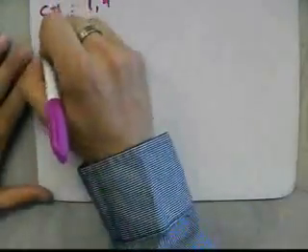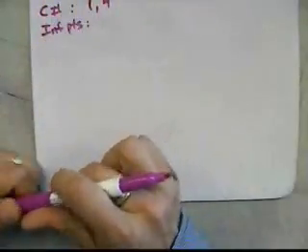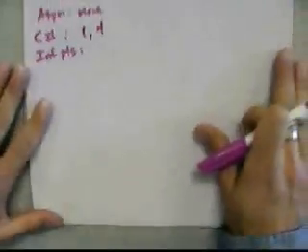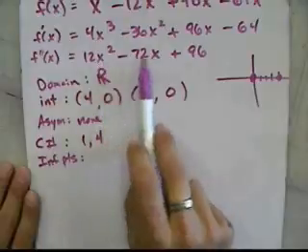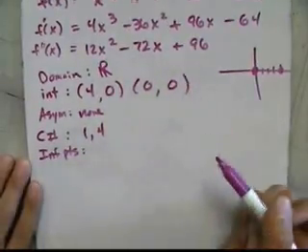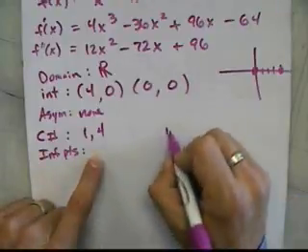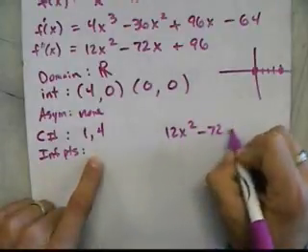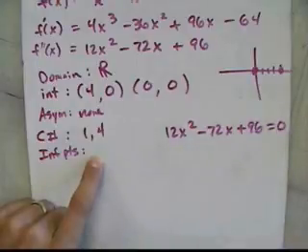Okay, let's go ahead and find inflection points now. That's where the second derivative equals 0, which is this guy right here. So I have second derivative equals 0. So as far as my inflection points go, I'm going to set this 12x squared minus 72x plus 96 equal to 0. Try to solve for that.